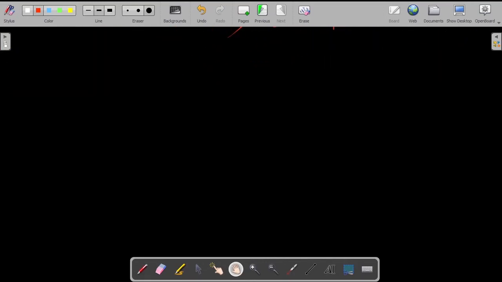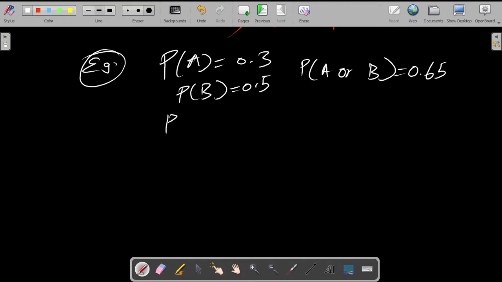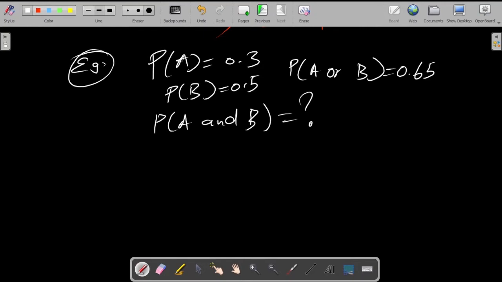The next example says, if you have the probability of A as 0.3, the probability of B as 0.5, and you're given the probability of A or B as 0.65, then what is the probability of the intersection, or what is the probability of A and B happening at the same time? Now, once again, we're going to use the addition rule, and we aren't specifically given any other information, so just use the addition rule as it is.